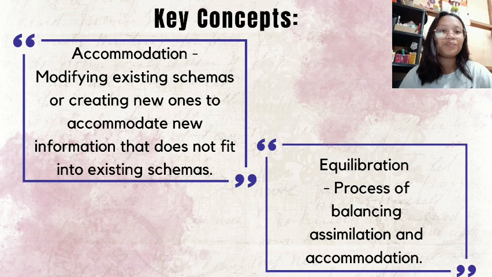For example, a child may need to accommodate their bird schema when they learn that penguins cannot fly. So we have here the last concept of this theory called cognitive theory, which is the equilibration. It is the process of balancing assimilation and accommodation to create a stable understanding of the world.